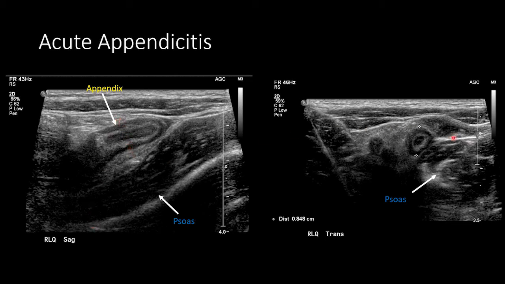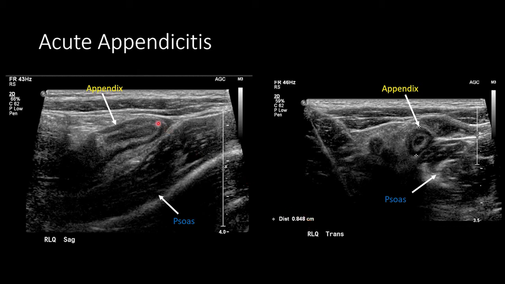And if we look on our transverse image where they have calipers, we can see that the appendix is measuring greater than 8 millimeters. So that is abnormal. Based on size criteria, the normal appendix should be less than 6 millimeters. 6 to 8 millimeters is equivocal, and greater than 8 millimeters is abnormal.